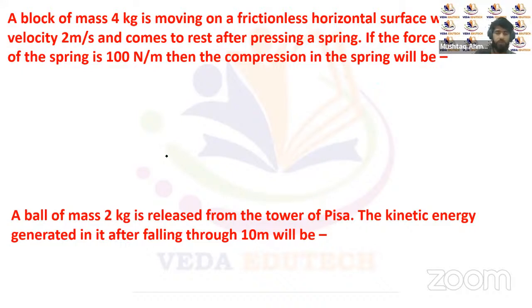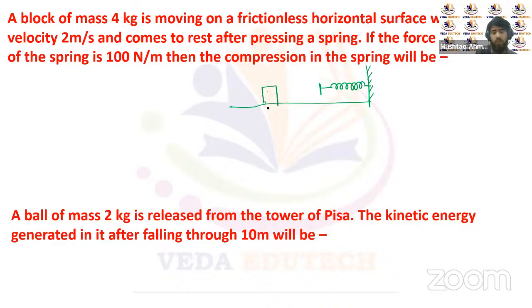right? So the situation is like this. Let's suppose this is the horizontal surface. And on this horizontal surface, let's suppose there's a spring like this. It's in relaxed position, and there is a block of mass 4 kg.